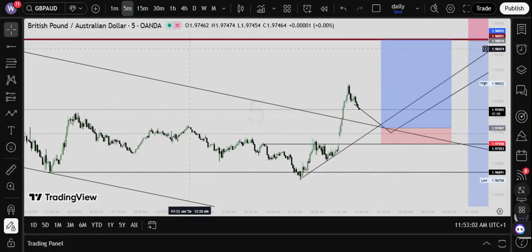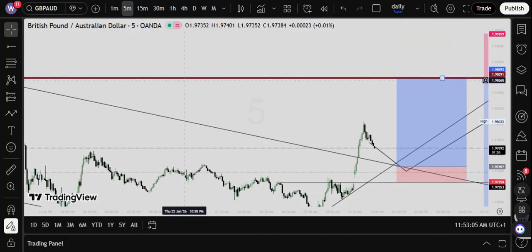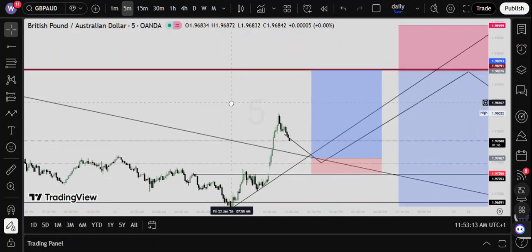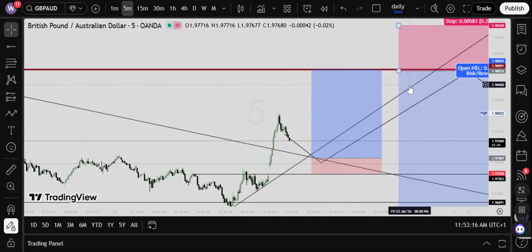And once it gets here, because this has been previously tested on higher time frame, it has acted as a support before, it has acted as a resistance before. So it's a strong swap zone or a flip zone, depending on what you want to call it. So we expect price to reject as well, give us a retest on this line, and we take another sell.